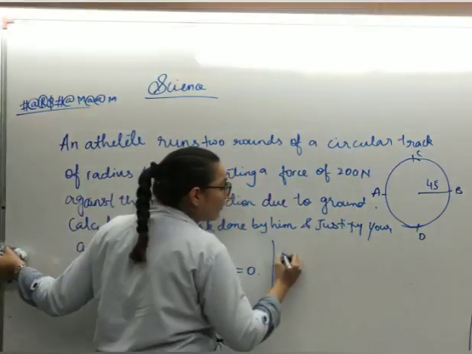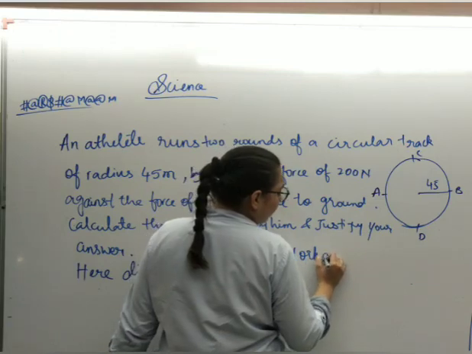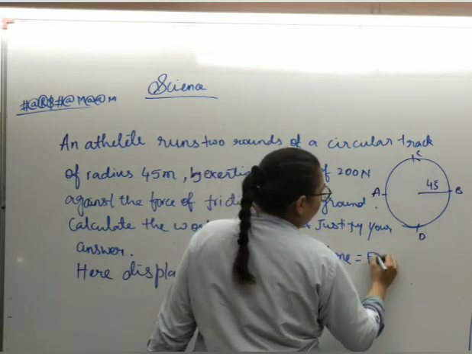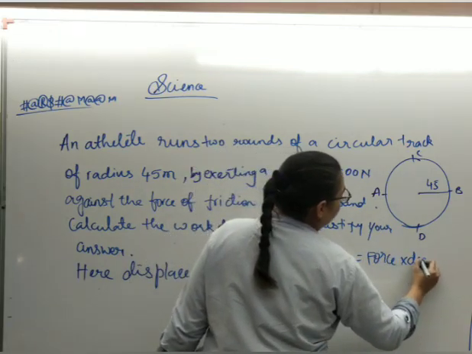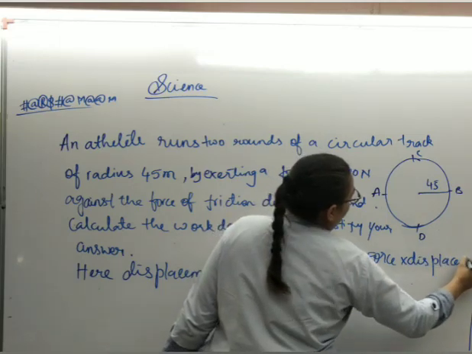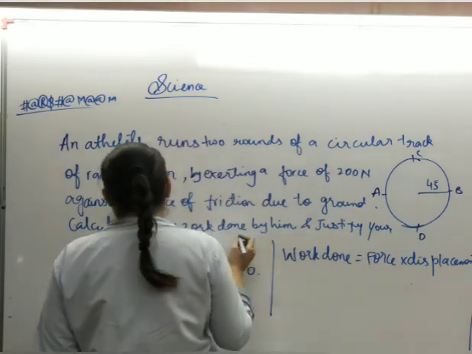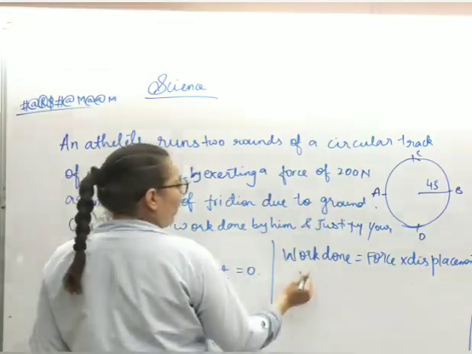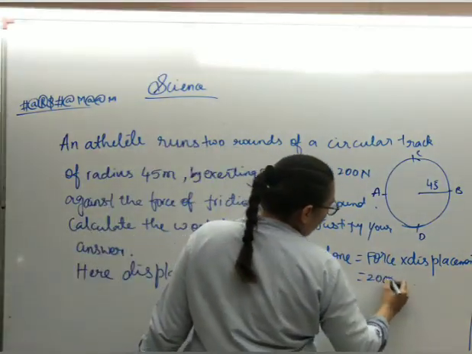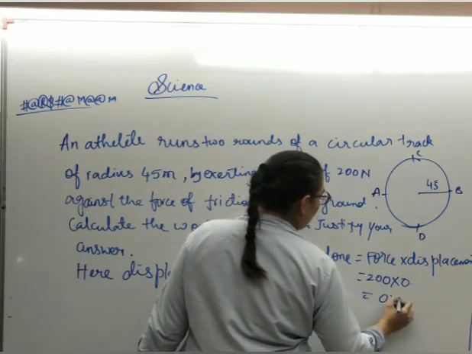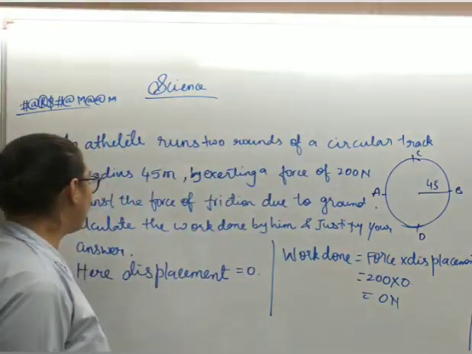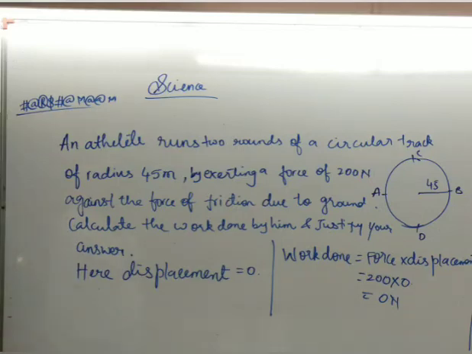So work done is what? Force into displacement. What is force? 200 Newton. What is displacement? 0. Solve the work done: 0. Note down the question and this part. Then we will do the further part. Be quick. Because this sum we are going to do in many ways.